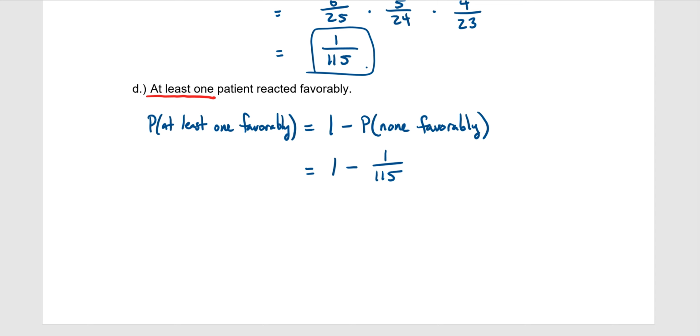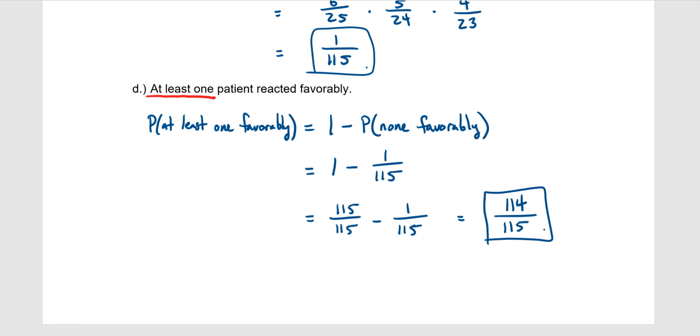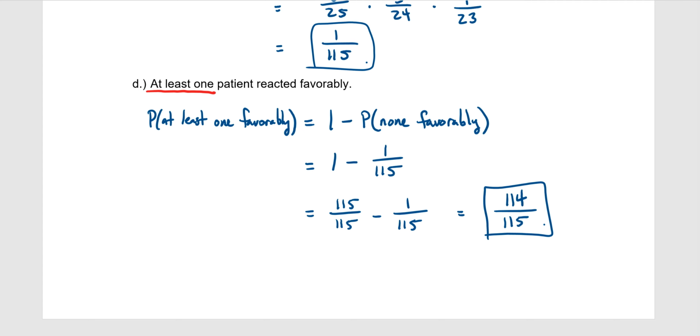And we would have to get common denominators here of 115. The 1 becomes 115 over 115 minus 1 over 115. We end up getting 114 over 115. So the probability of at least one reacting favorably is pretty high. 114 divided by 115 is a pretty high probability. Okay, so that is it for this section.